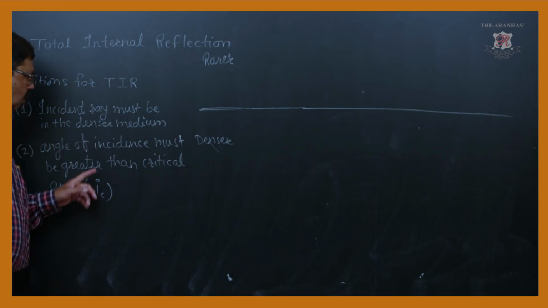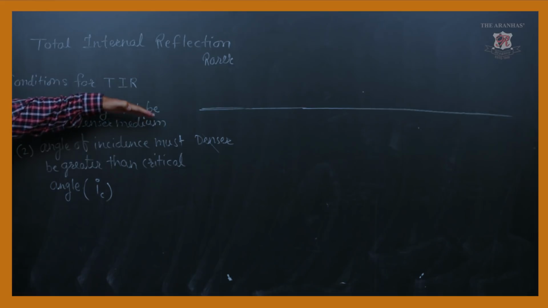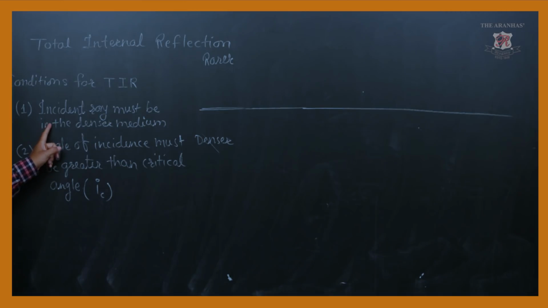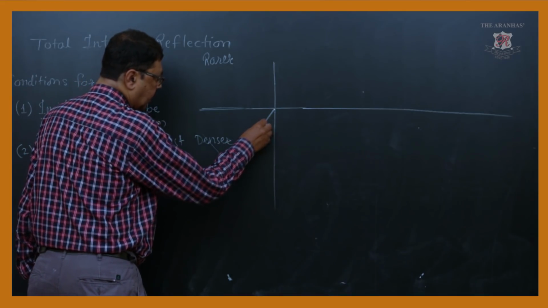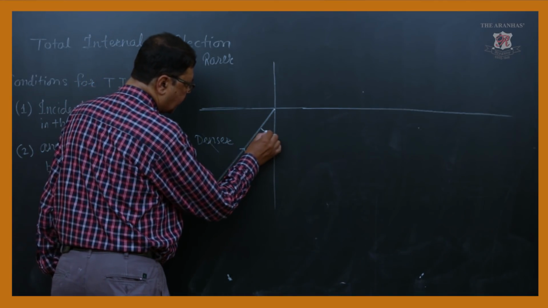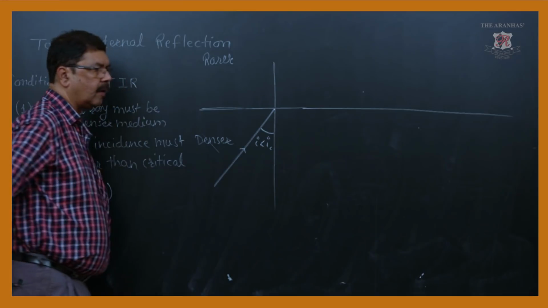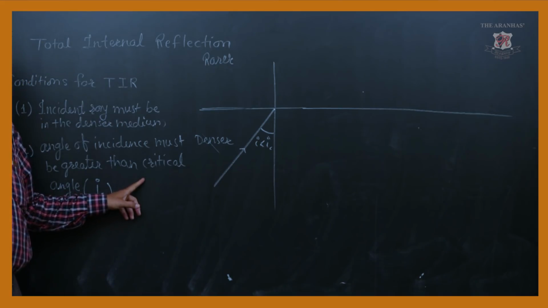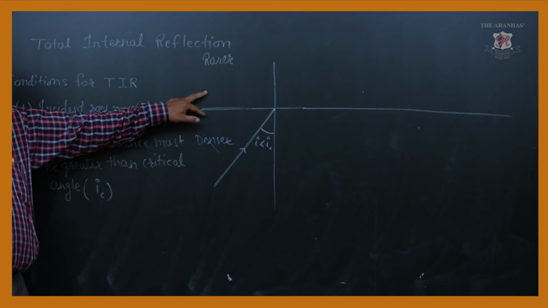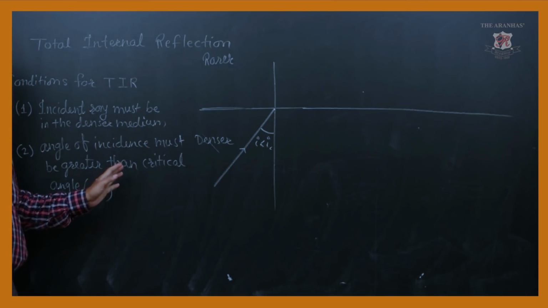If these conditions are not obeyed, then total internal reflection will not occur. So I am assuming this is the boundary between rarer and denser medium. In order to fulfill the first condition, let us assume this is the normal. You are making light incident in the denser medium at an angle I, which is less than critical angle. For a given pair of media, critical angle is also constant. It depends upon the pair of media, it depends upon the temperature, it depends upon these quantities.